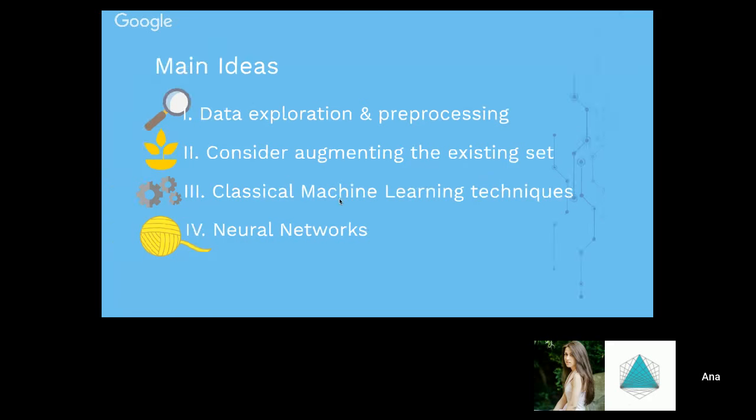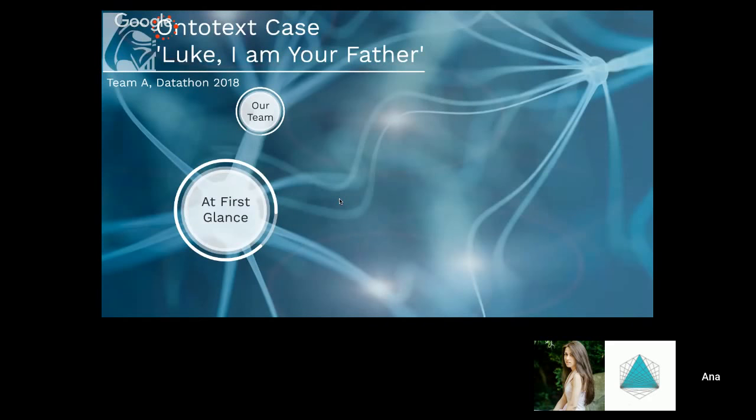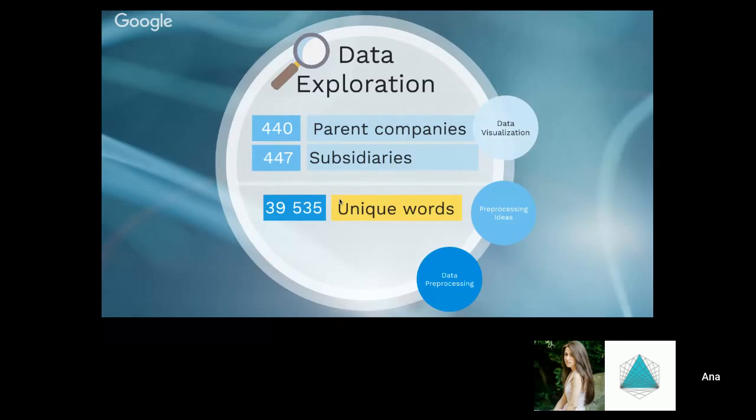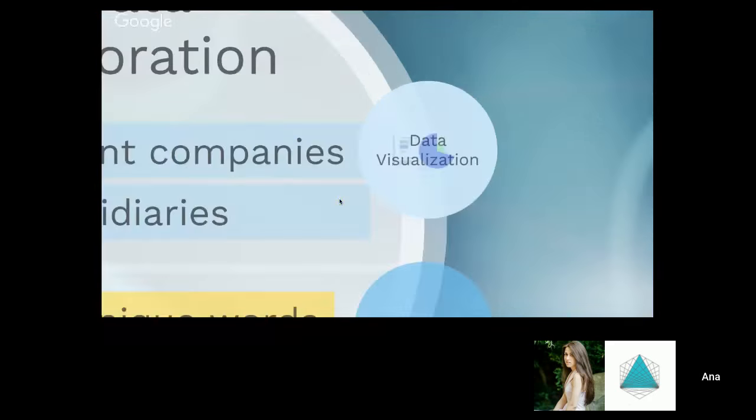So let's move on to data exploration, which was the first more important step. So we begin with some basic statistics. The number of parent companies, which was 440, subsidiaries 447, and the number of unique words 39,535. All of this is very basic. It doesn't really give you any useful information about the data. So let's look at something more valuable.